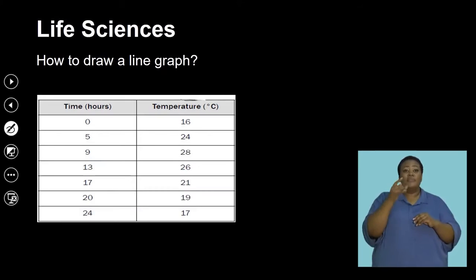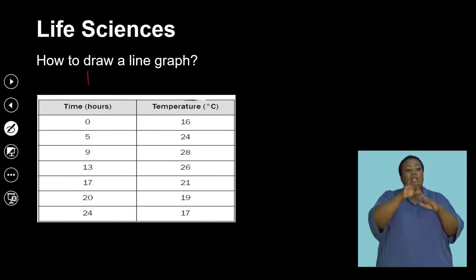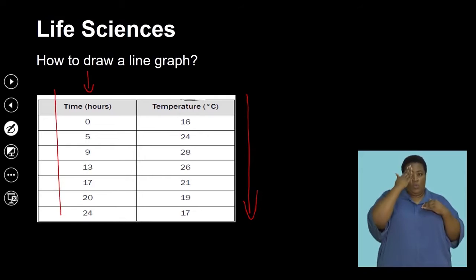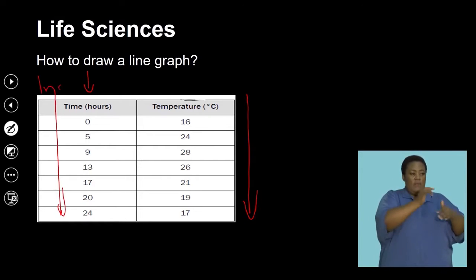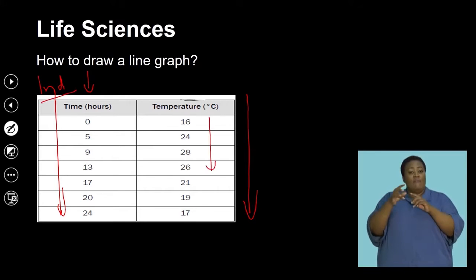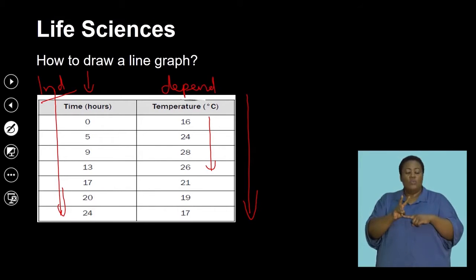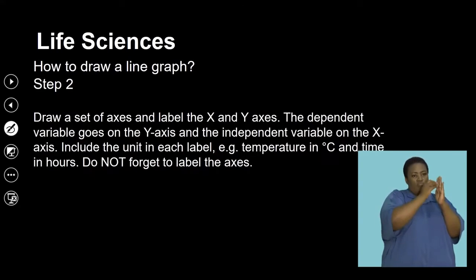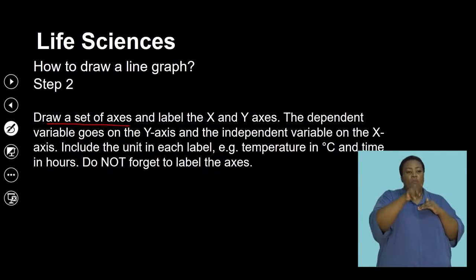So here we've got a table which illustrates the time, and we've looked at how the temperature changes over a period of time. We know that here along this column we have the independent variable, and that's easy for us to identify. And here we have the variable that is changing, and we refer to this as the dependent variable. So we've clearly identified from this table the different variables, which is firstly important to placing them on the axes. The second step is to draw a set of axes and label the x and y axes on the graph.